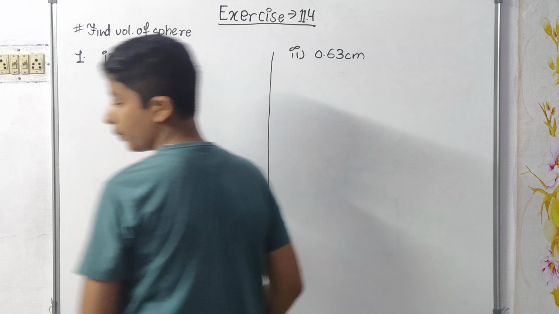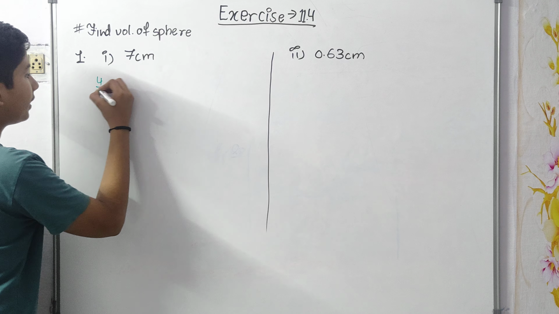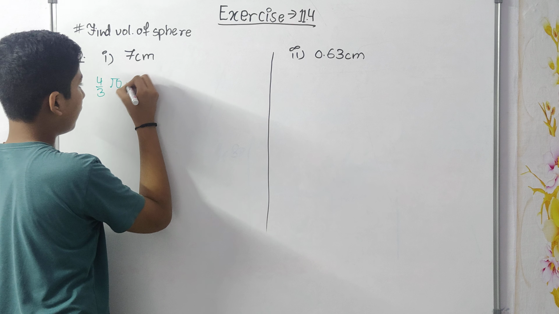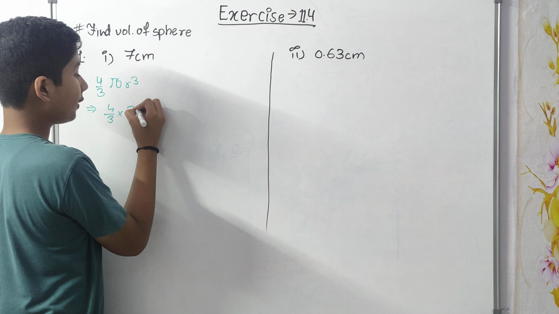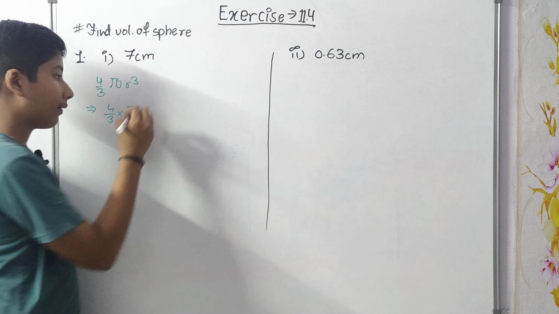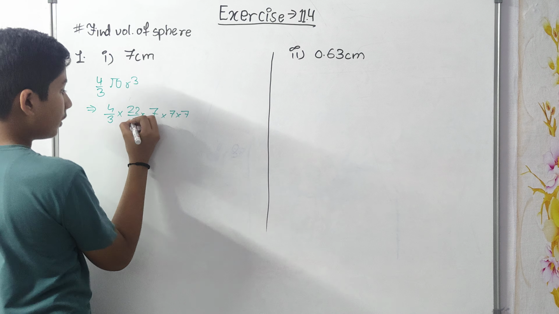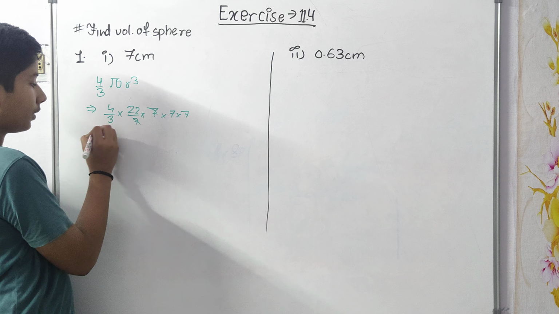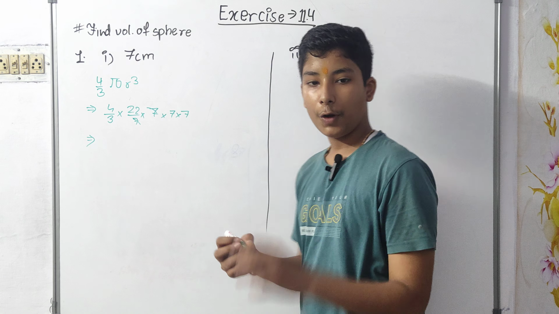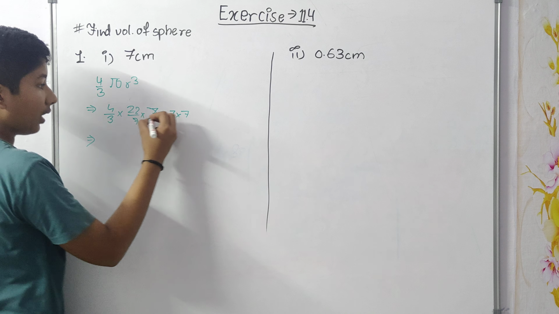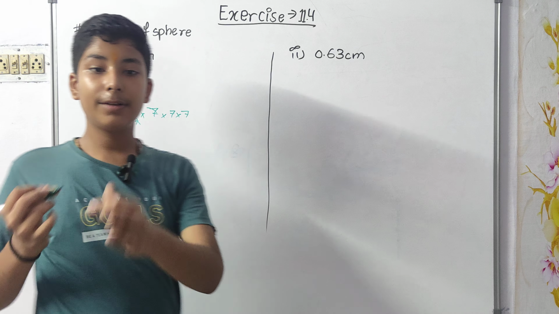Now I hope you remember the formula. The formula is 4 by 3 pi r cube. So 4 by 3 into 22 by 7 into radius 7, so 7 into 7 into 7. So 7 cancels, 3 will remain in the bottom only. So 7 7s are 49, 49 into 88. So our answer will be 49 into 88 divided by 3.